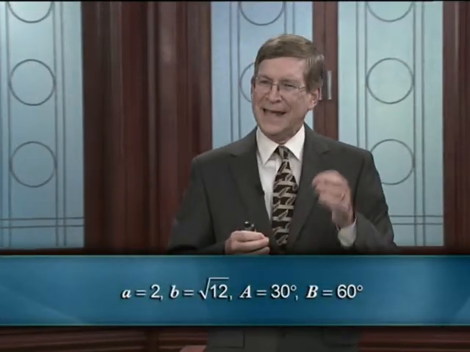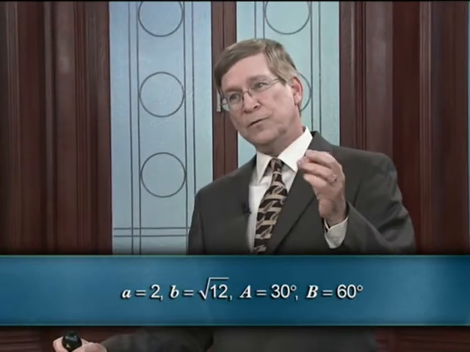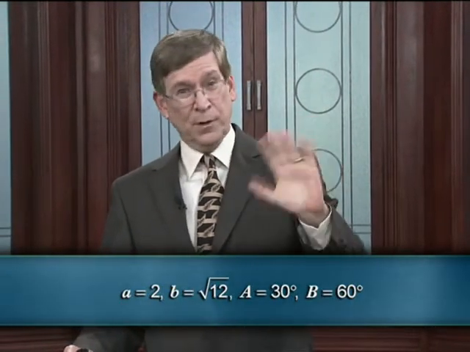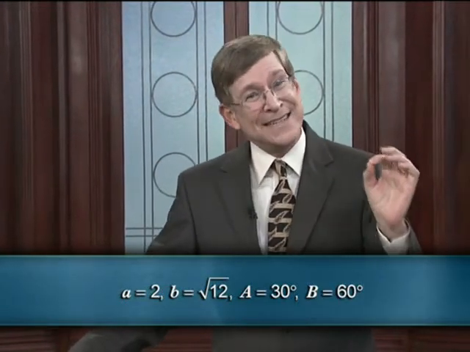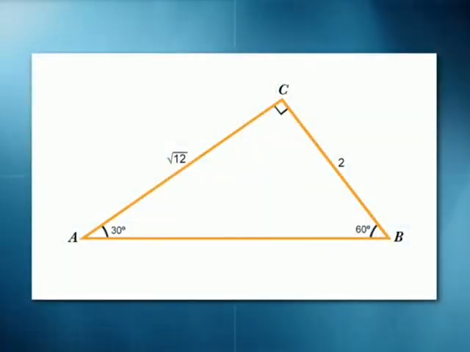Here's the first one. A is 2, remember. B is square root of 12. The angle at A is 30. That's true for both triangles. But now the angle at B is 60 degrees. Here's a picture of that situation. See, the angle at A is 30. Square root of 12 is one side. 2 is the side opposite angle A. And it turns out that because B is 60, C is 180 minus 30 minus 60, or 90 degrees. The angle at C is a right angle. This is a right triangle. Isn't that cool?